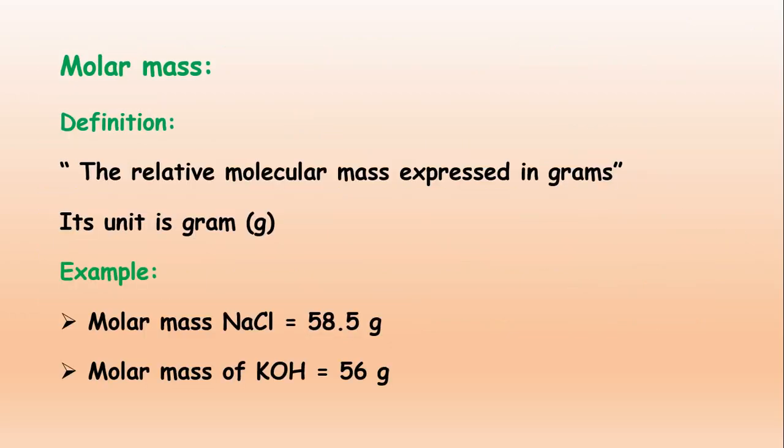Now molar mass definition: the relative molecular mass expressed in grams is called the molar mass. You can say that it is similar to the mole. It has a unit, that is gram, and it is represented in grams. Suppose the molar mass of NaCl is 58.5 grams, the molar mass of KOH is 56 grams. That is quite similar to the mole.